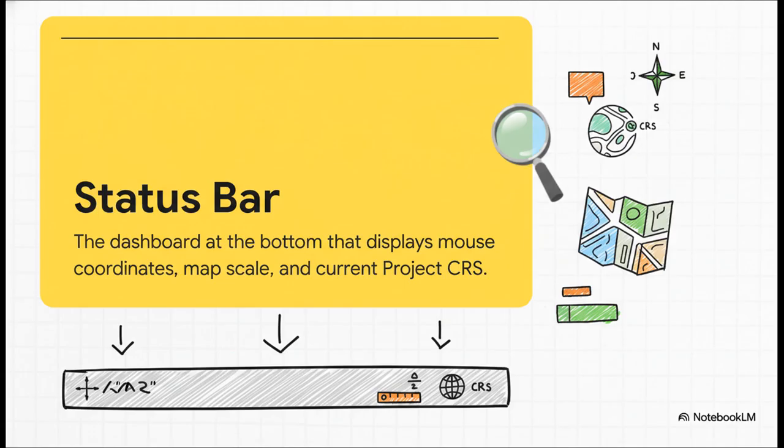And finally, I want you to look all the way down at the very bottom of the window. See that thin little bar? That's the status bar. Now, it's easy to ignore, but don't. It gives you super important info in real time, like your mouse coordinates, the map scale, and the project's coordinate reference system. We'll talk more about that last one in a second.